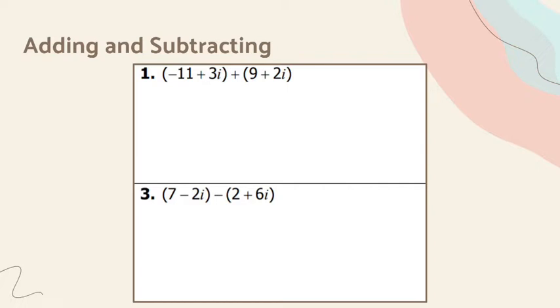When we do addition, subtraction, multiplication, and division, for the most part, with complex numbers, it's very much just combining like terms, and it's very much like adding, subtracting, multiplying, and dividing with variables. So you're not going to see a lot of difference initially.